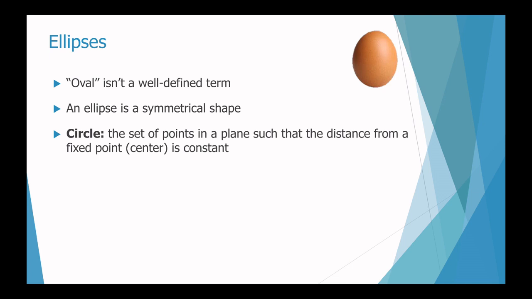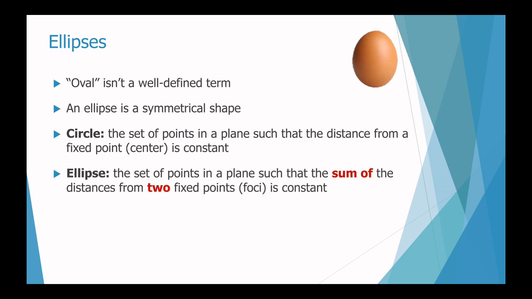Circle, we'll go back to the definition of a circle. The set of points in a plane such that the distance from a fixed point, the center, is constant. This means it's kind of like the ring, right? That's kind of how I talked about it in class. It's like the ring, it's the outside. It's every point on the outside. It's not the inside.